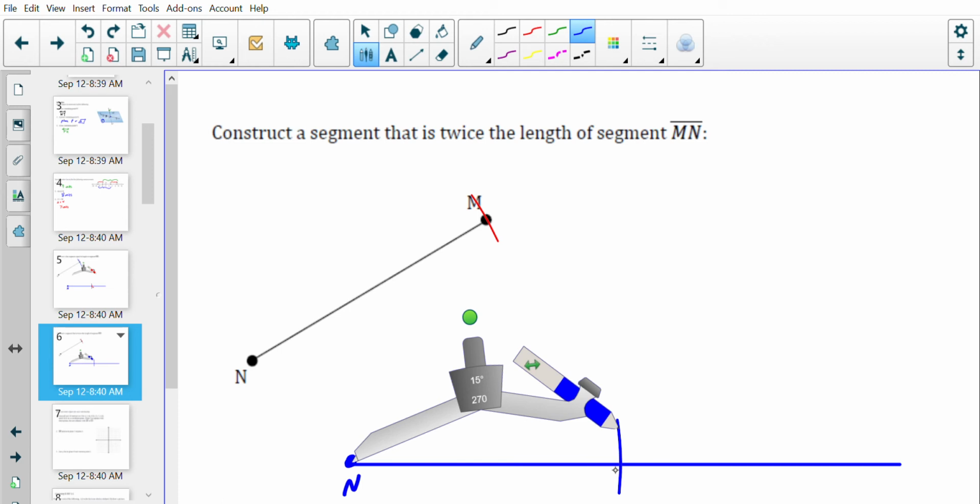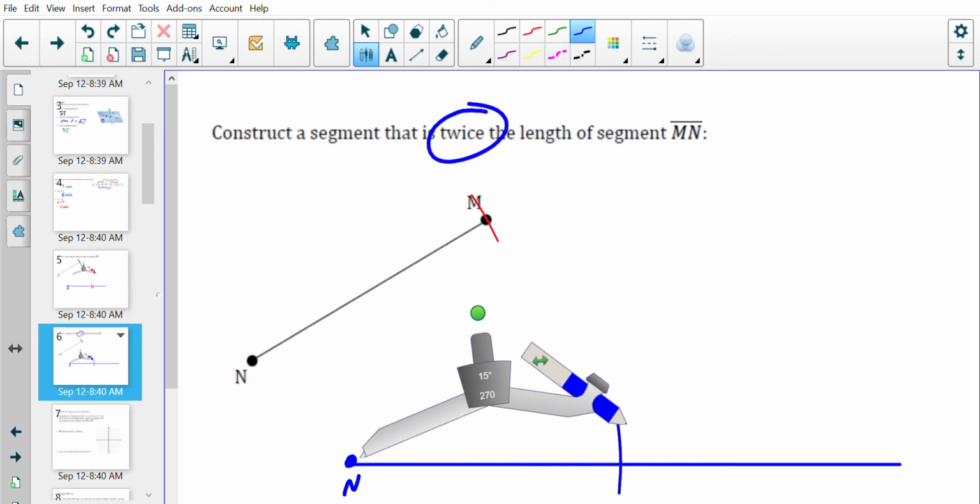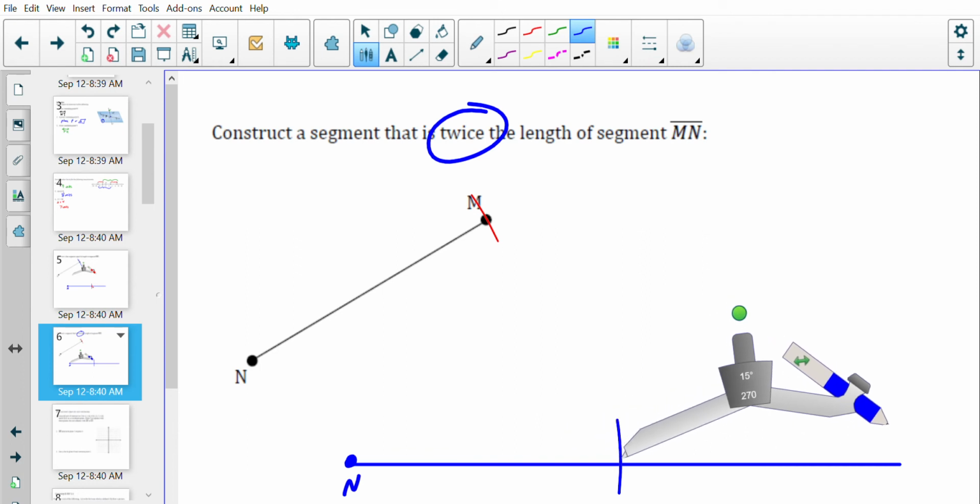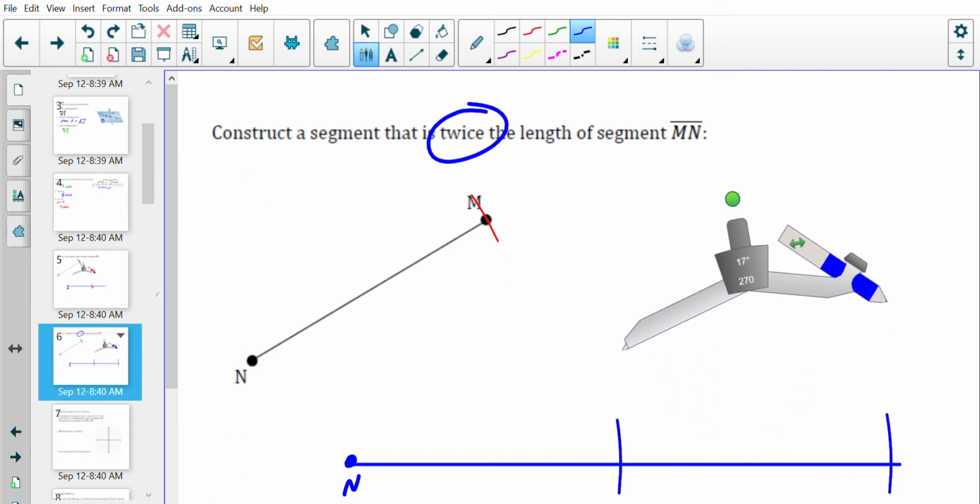Now that is once. Here we need twice. So if that's once, I got to do it once more. So I drag the compass again to where we intersect. And I make a mark, a second mark. So from point N all the way over to here, now there's our new M. That is twice the length of M to N.